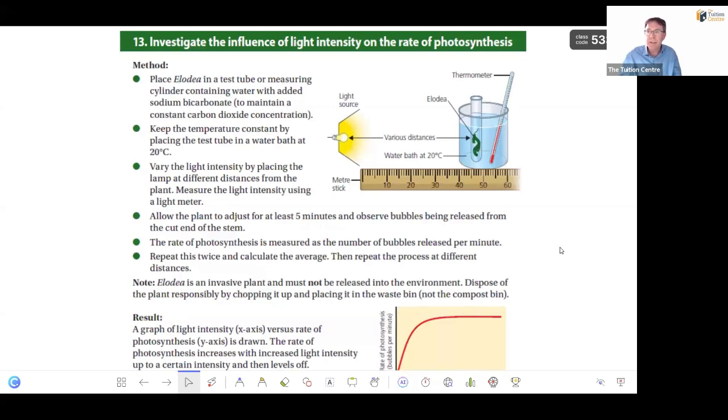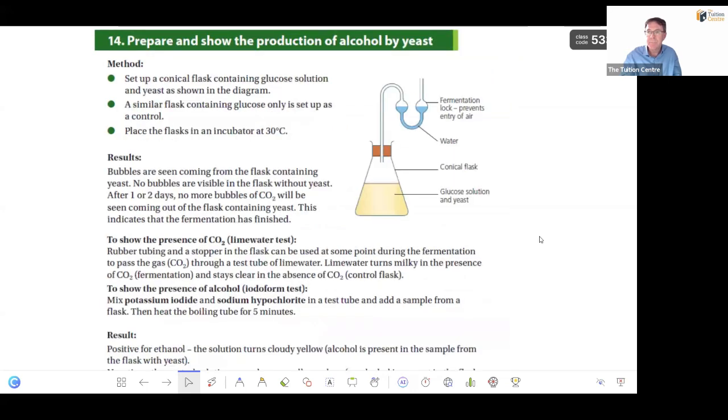Okay. Why do you need that? So that's not going to be a limiting factor, so that they're going to be able to photosynthesize fully as long as they have enough light, because they need carbon dioxide as well. So you make sure they have plenty of carbon dioxide or carbonate ions.